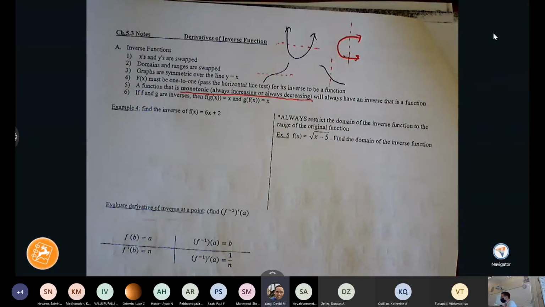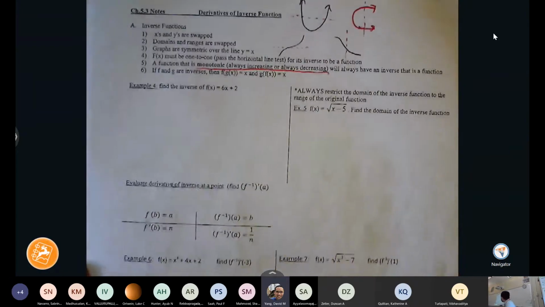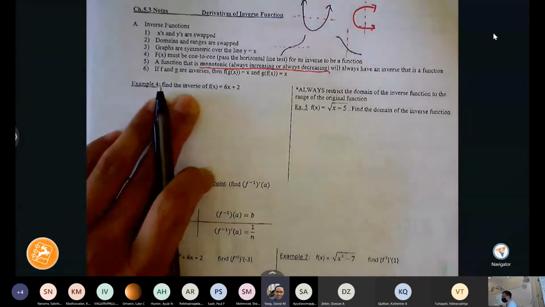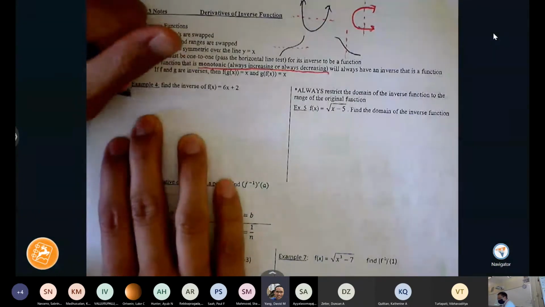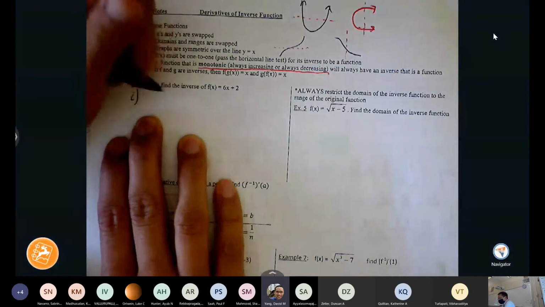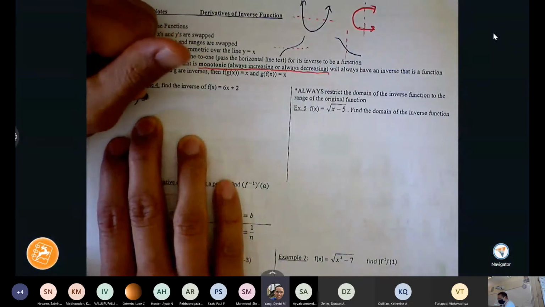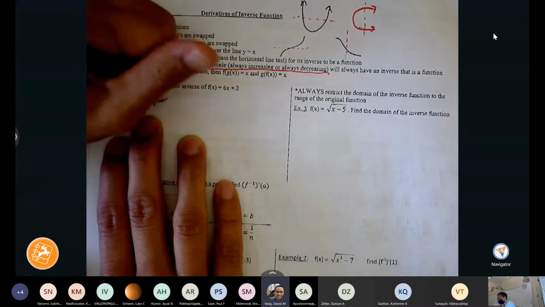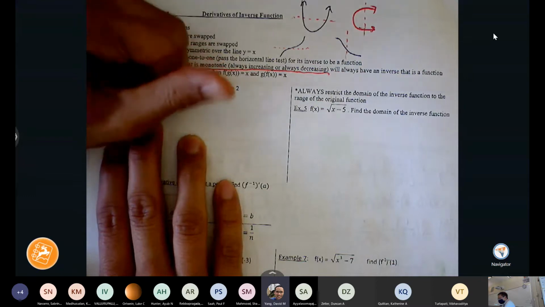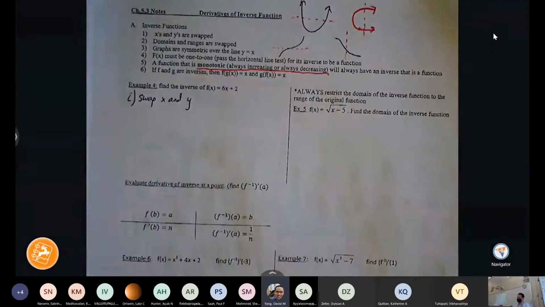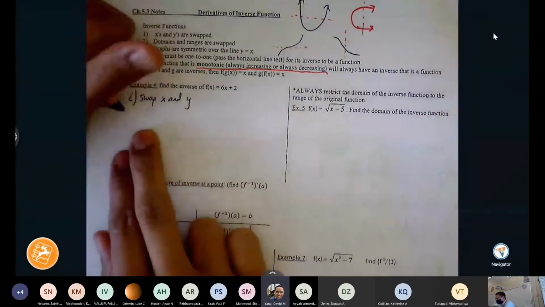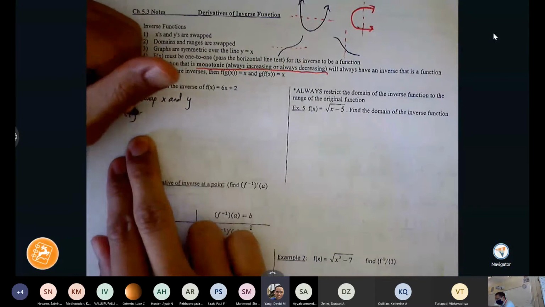Okay, so we're going to practice first some review in terms of finding an inverse of a function. So here are the steps for finding an inverse. The first step is we're going to swap or switch the x and y's. So wherever you see a y, replace it with an x. Wherever you see an x, replace it with a y. Second, you want to solve for the new y.